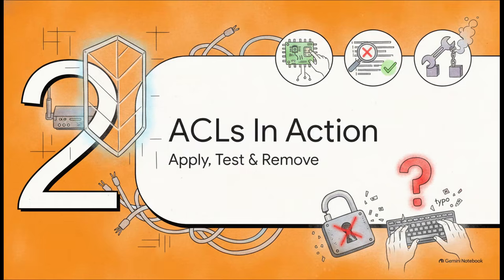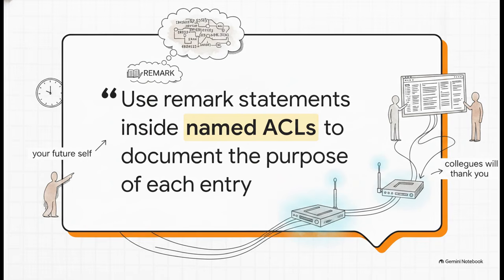Section 2. Access control lists in action. Apply, test, and remove. Here's the reality of ACLs. A single typo can lock you completely out of your own network. That's why documentation is absolutely crucial. When you're writing an ACL, a string of IP addresses makes perfect sense today, but it's going to look like complete gibberish in 6 months. So use remark statements inside your named ACLs to document the purpose of each entry. Document it now, and your future self will definitely thank you.